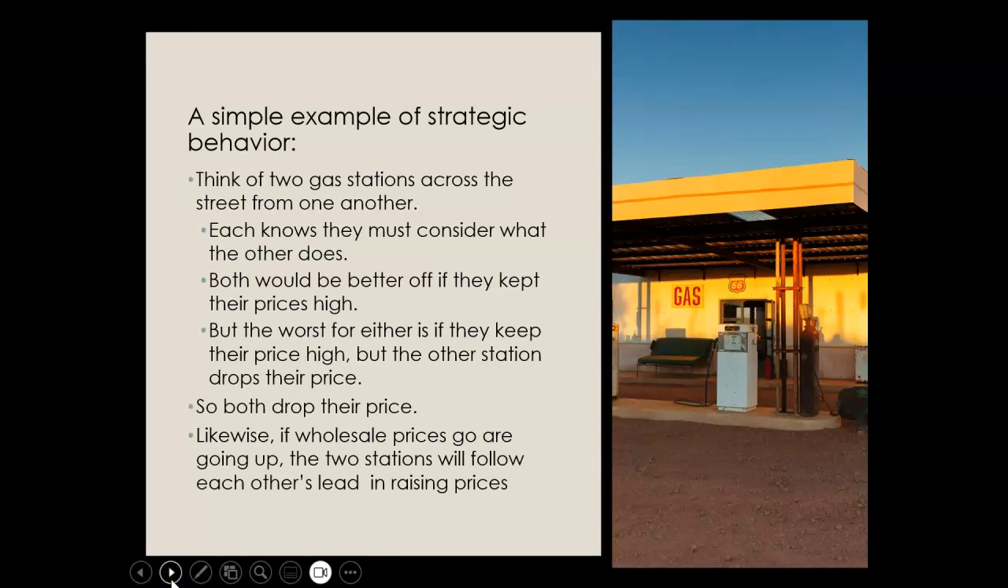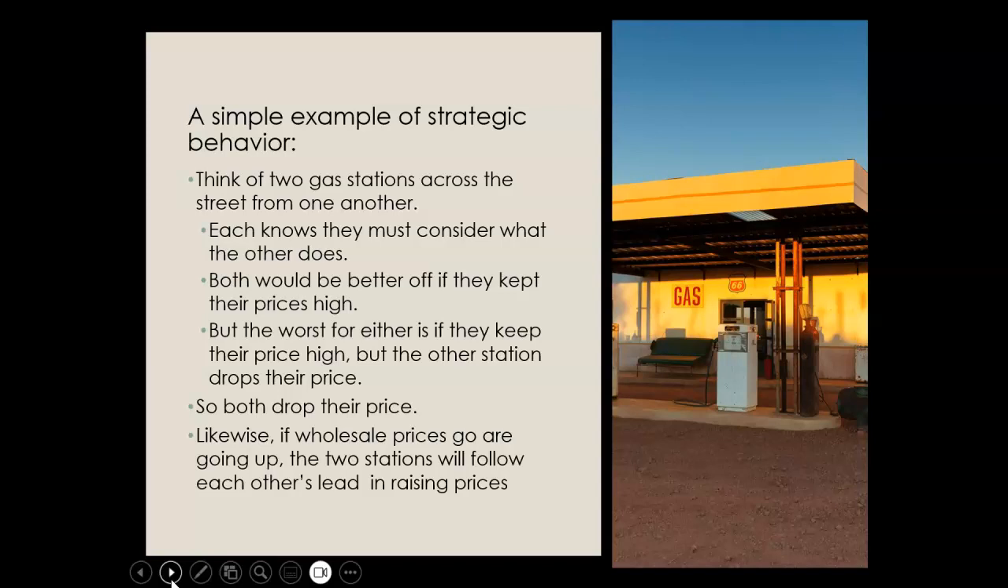Okay, so here's a very simple example of strategic behavior that we think of in a game theoretic sense. This is a common situation we see every day. Two gas stations at the same intersection across the street from each other. How do they decide what price to charge? Each knows that they must consider what the other one is doing. Both would be better off if they kept their prices high. But the worst for either of them is if they kept their price high, but the other station dropped their price. Then everyone would buy from the other guy, and no one would buy from you. So they both drop their price to the lowest that they can.